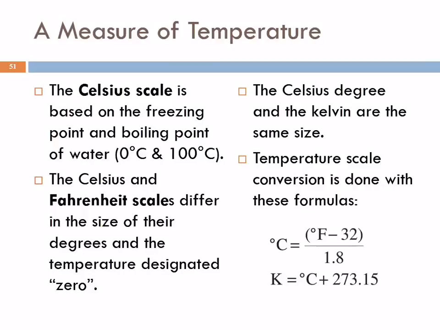We're picking up where we left off. We were talking about temperature and the temperature scales, looking at Celsius, Kelvin, and Fahrenheit. The Celsius scale is based on the freezing point and boiling point of water being 0 and 100 degrees.